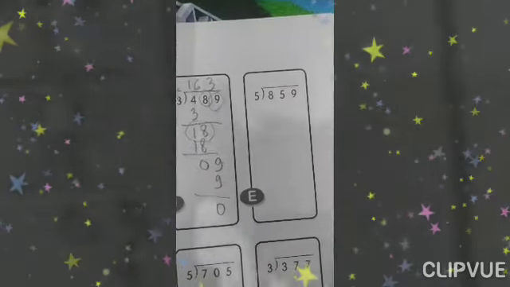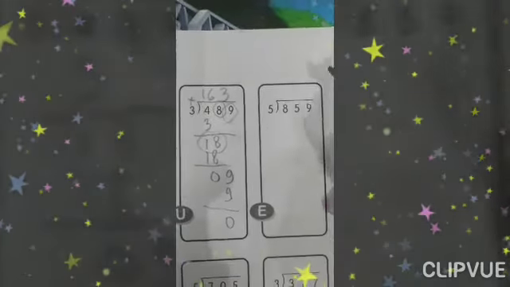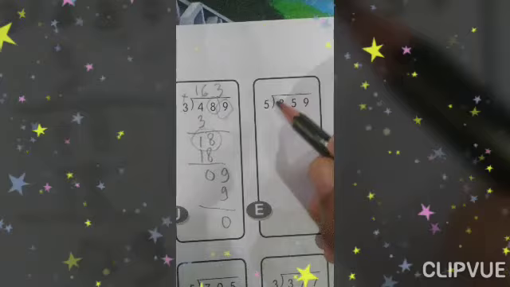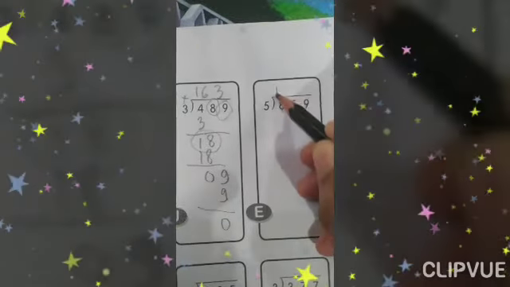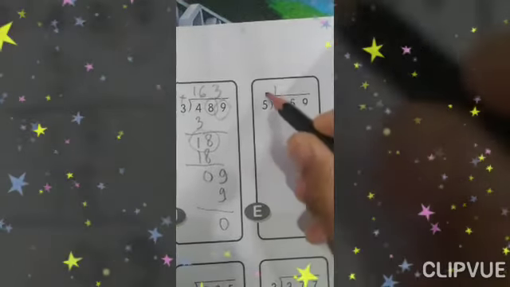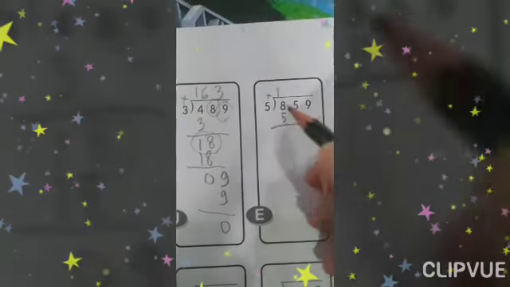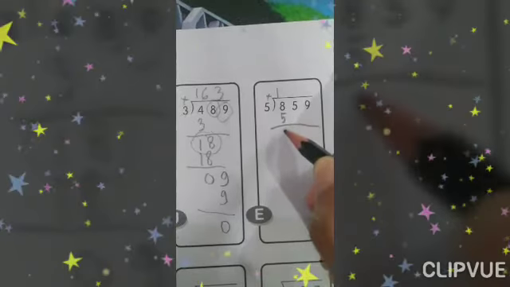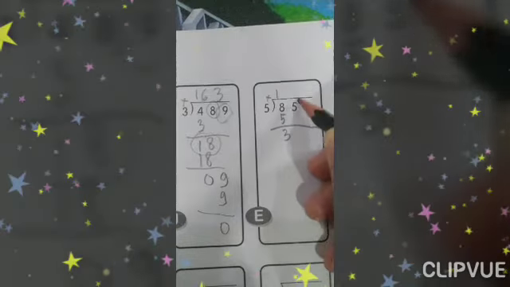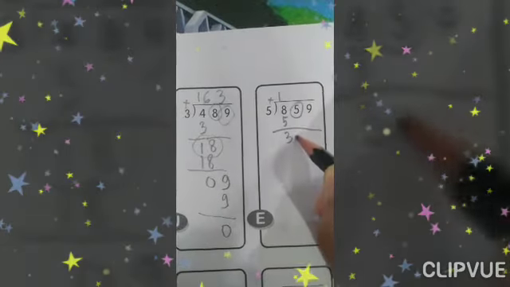859 divided by 5 equals blah blah blah. 8 divided by 5 equals 1. 5 times 1 equals 5. 8 minus 5 equals 3. Now you can write 5 here.